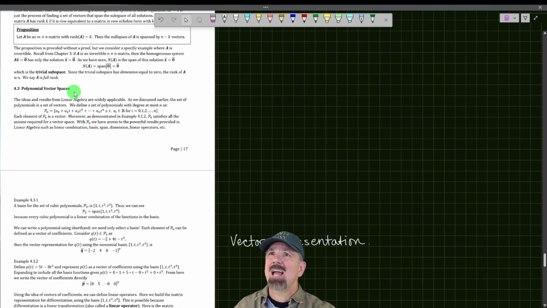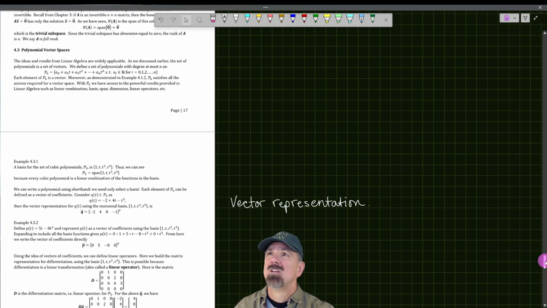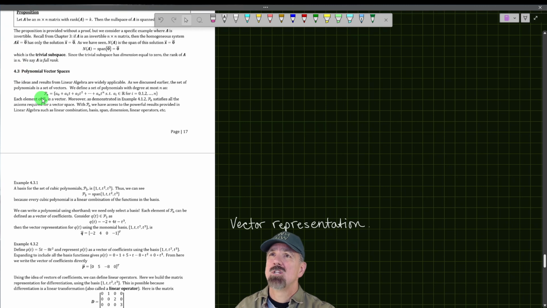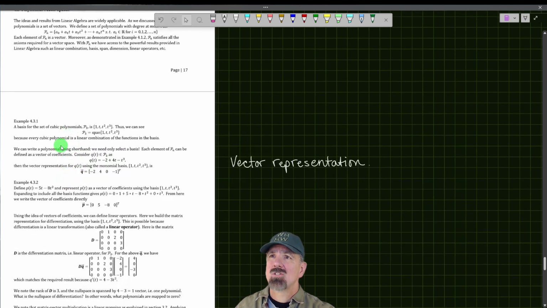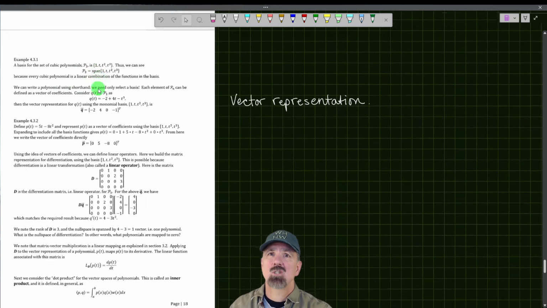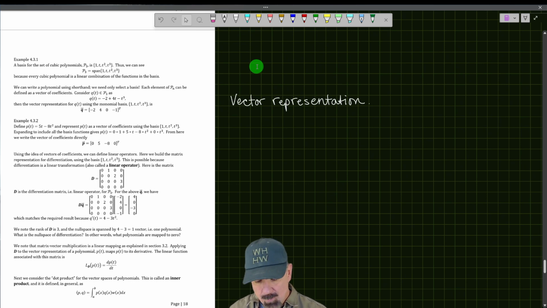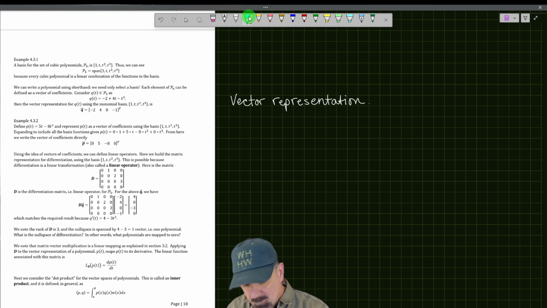So what we're really emphasizing here today is polynomials. Section 4.3 has to do with polynomials and polynomial vector spaces. You need to read through this. There are several examples here to help you understand what it is. I'm going to emphasize just one piece, which is vector representation, because this is a really important idea that unfortunately we just take for granted because of the way we've always done vectors.